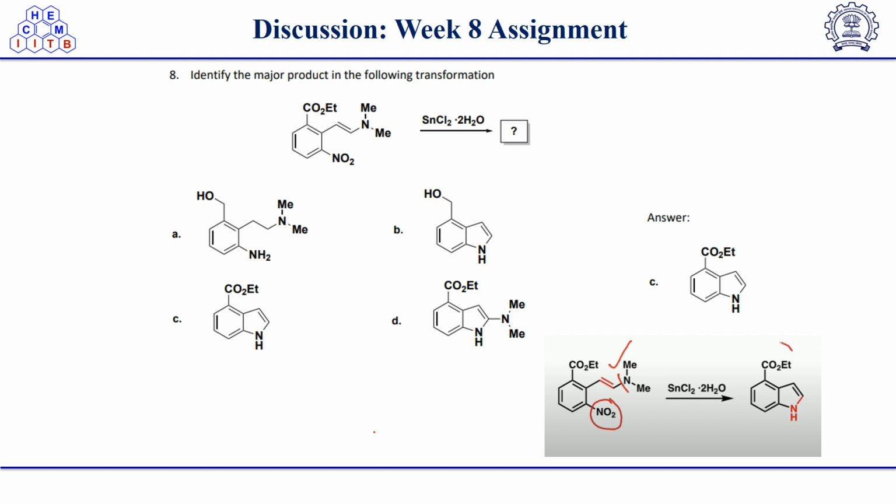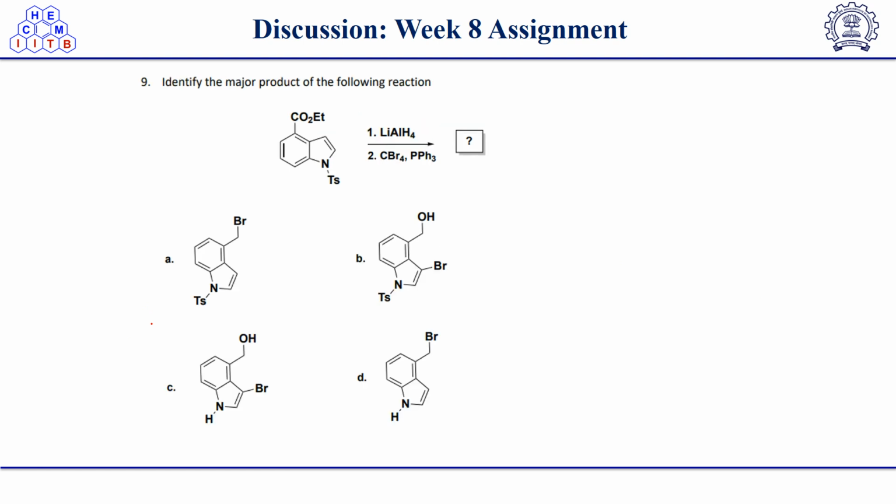So I hope it is clear. First, the hydrated SnCl2 will hydrolyze this enamine to the corresponding aldehyde, and reduce this nitro group to amine, and then the nitrogen lone pair will attack the carbonyl carbon center, and OH and one H will be eliminated. Dehydration will take place to form this compound. So the correct answer is option C.